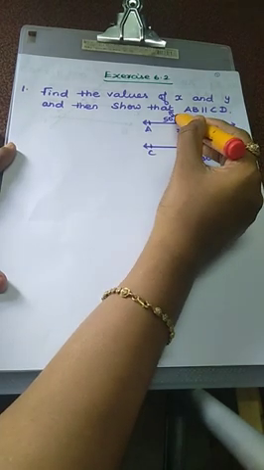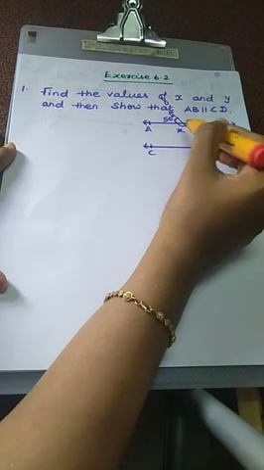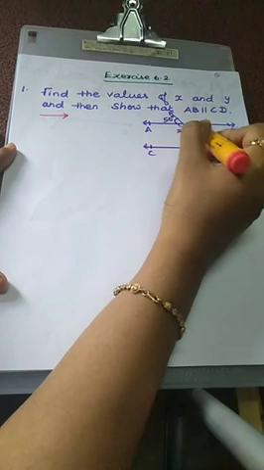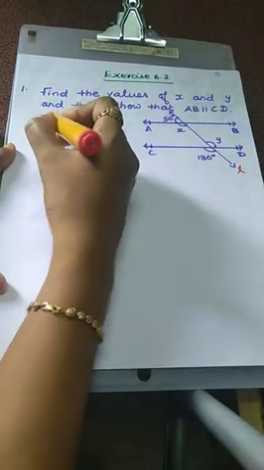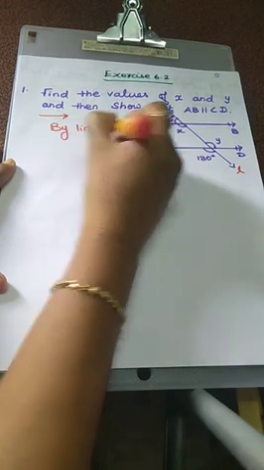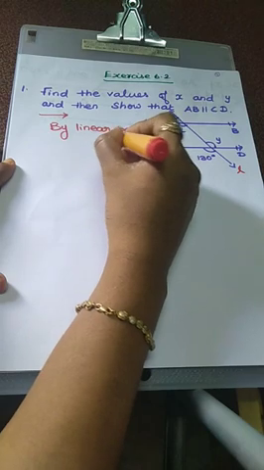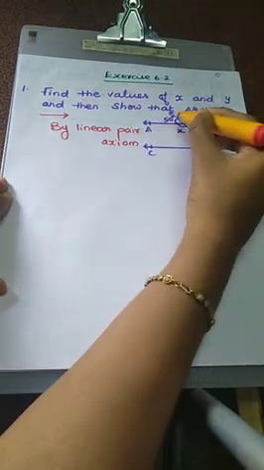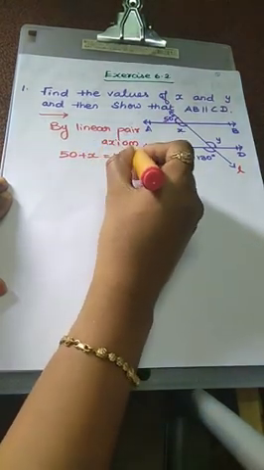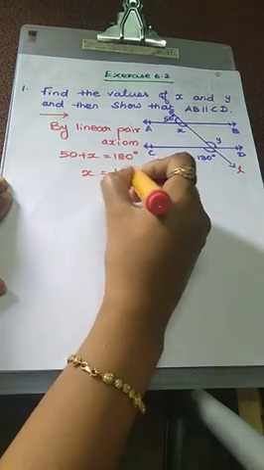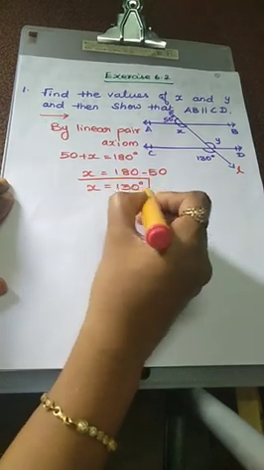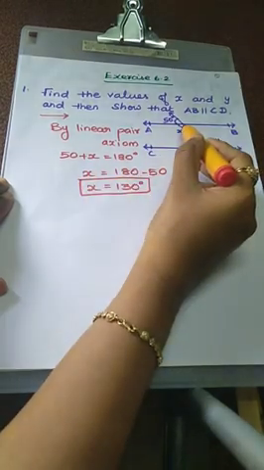Some angles are mentioned here. This angle is 50 degrees and this angle is 130 degrees. We have to calculate the unknown values x and y. How can we calculate? Here we easily use the linear pair axiom. So we have to write by linear pair axiom. Actually we have to add these two angles. 50 plus x is equal to 180 degrees. So what about x? x is equal to 180 minus 50. So the answer is 130 degrees. So now we get the first value, that is x is equal to 130 degrees.